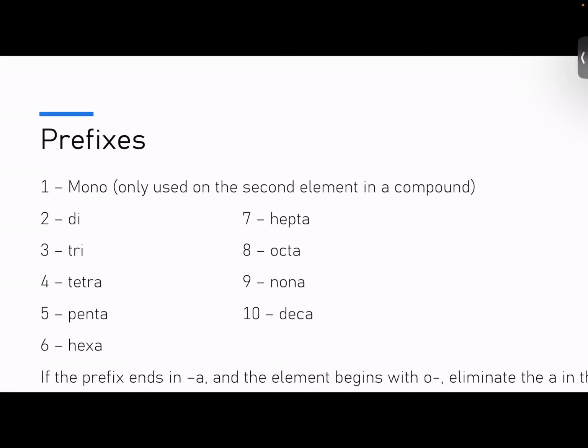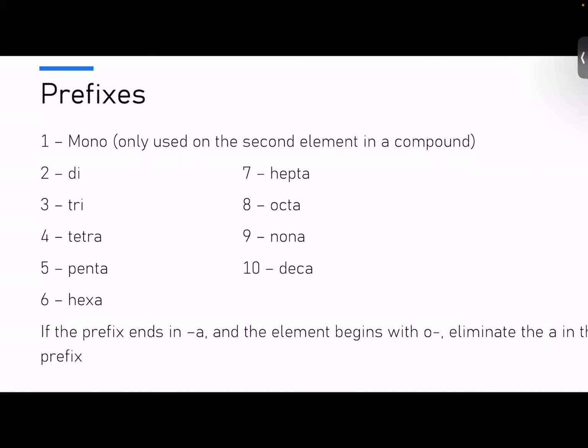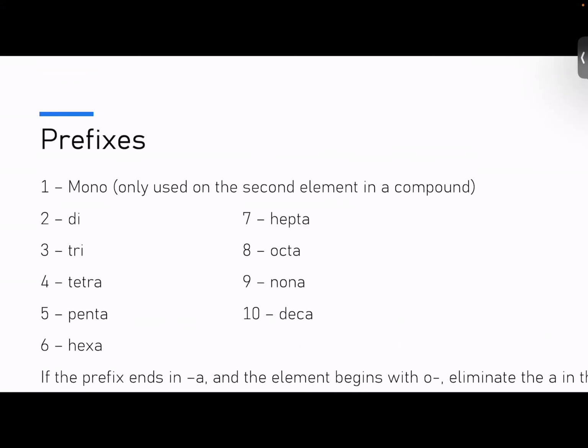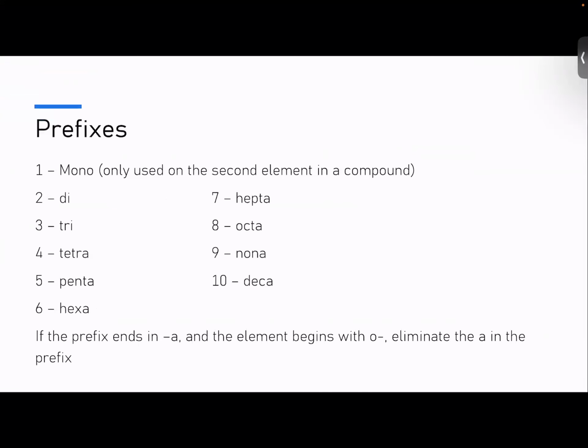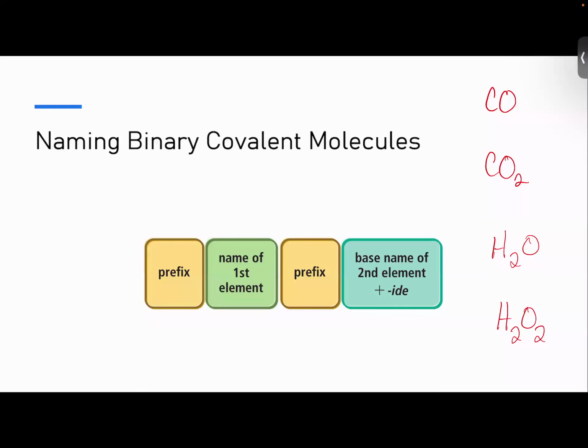So going back, CO has one carbon and one oxygen. The prefix for one is mono, but we don't use mono on the first element, only on the second. So that is why CO is carbon monoxide. We are literally saying there's one carbon and one oxygen in this compound.